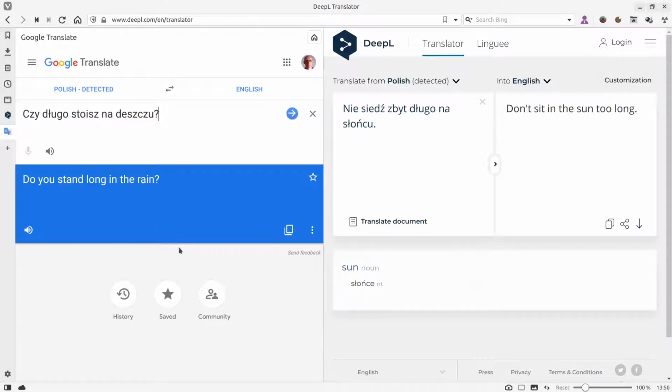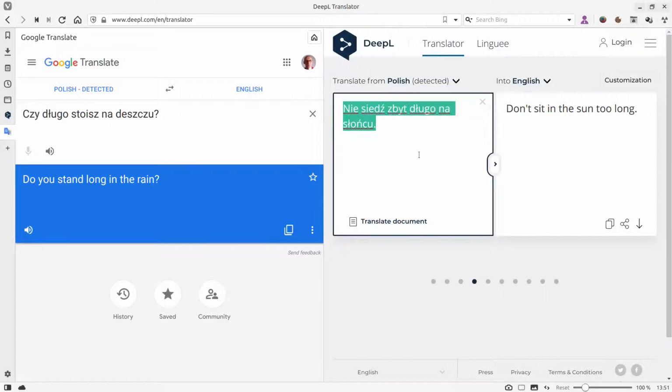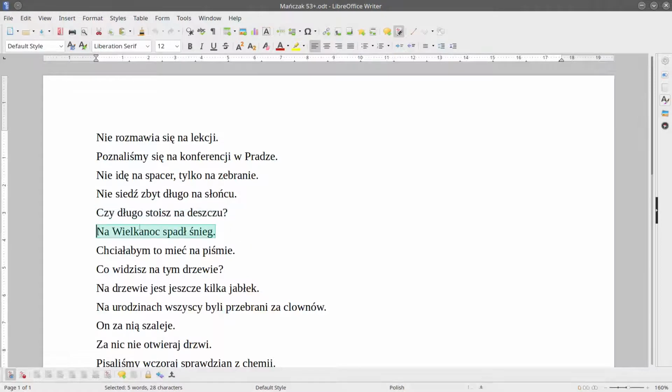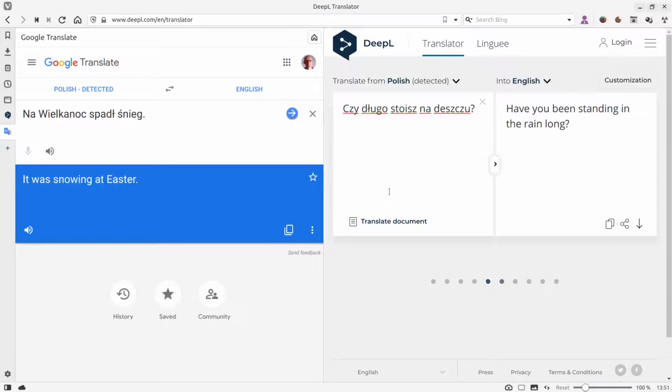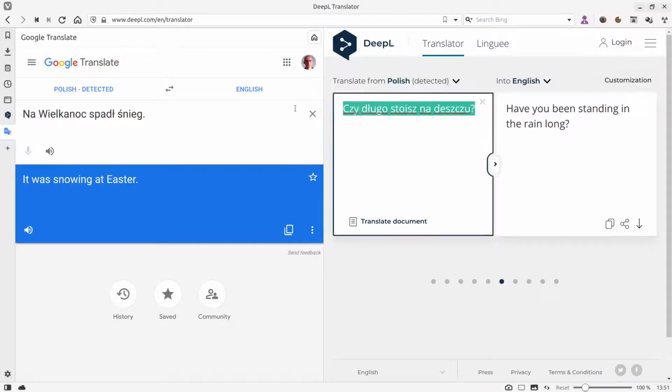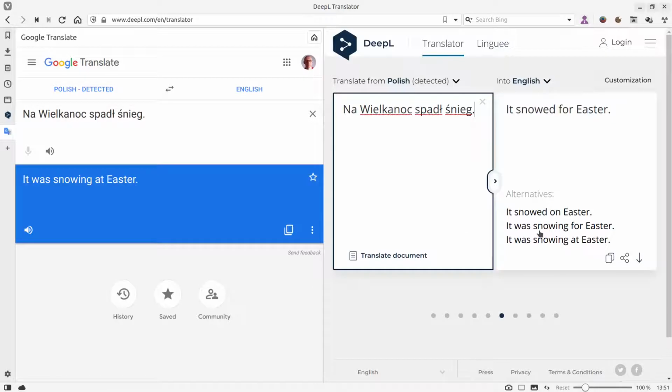So this translation is not really correct. The wrong tense is used here. However, DeepL does a good job here. Right, so actually DeepL makes a mistake here.